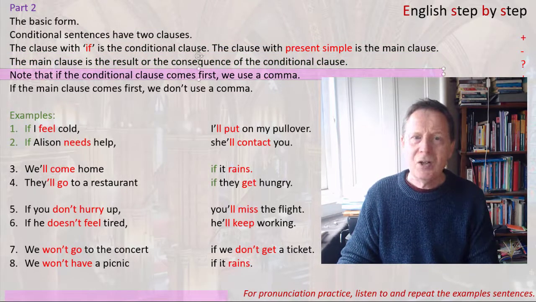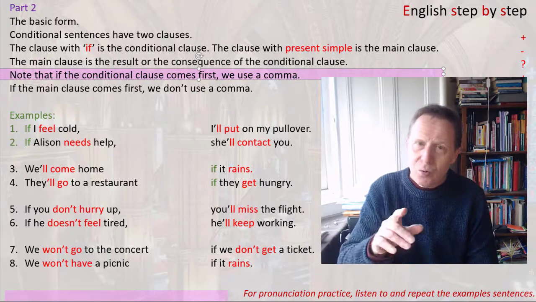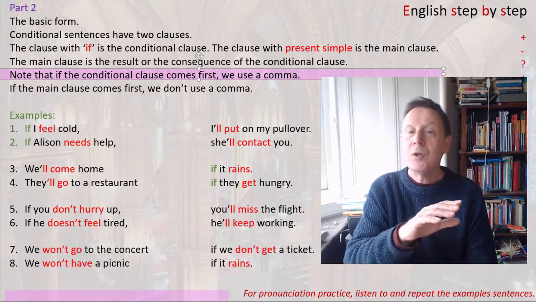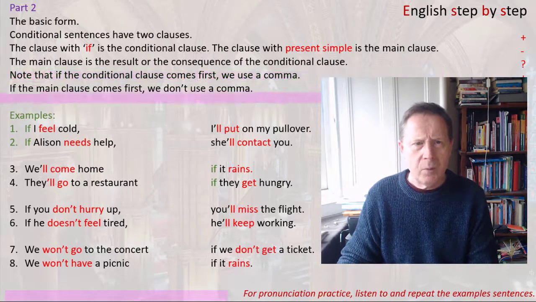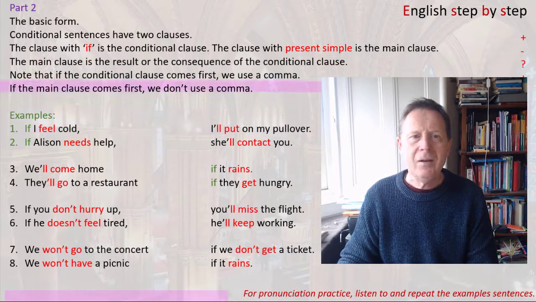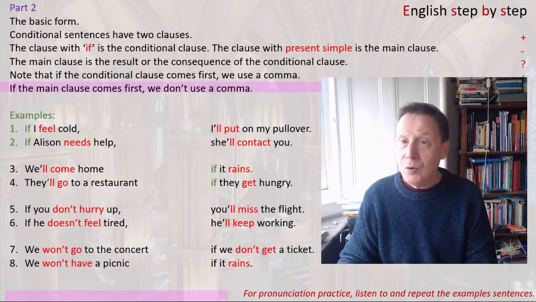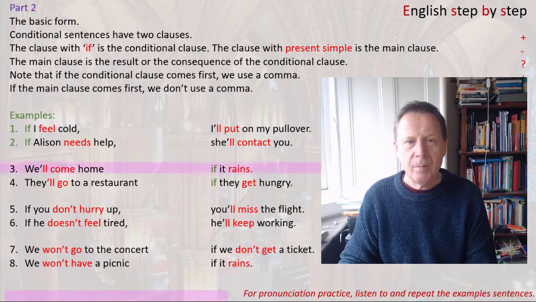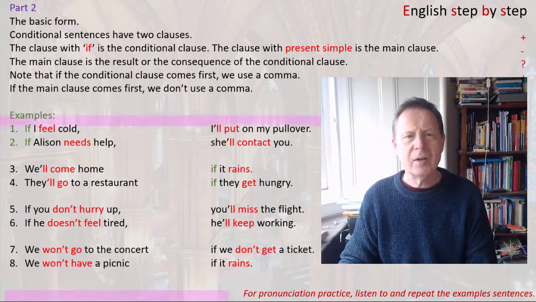Notice that if the conditional clause comes first, we use a comma. For example, number 1, comma, number 2, comma, because the conditional clause comes first. If the main clause comes first, we don't use a comma. For example, number 3 has the main clause first, and there is no comma. So let's look at some examples.